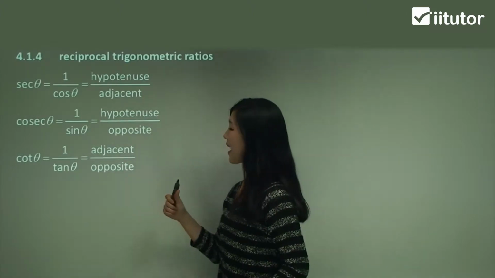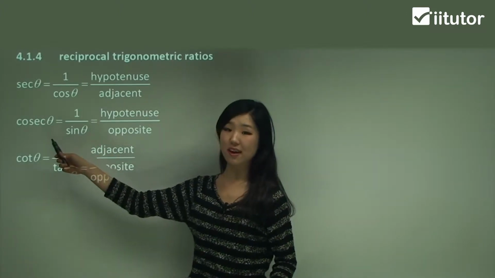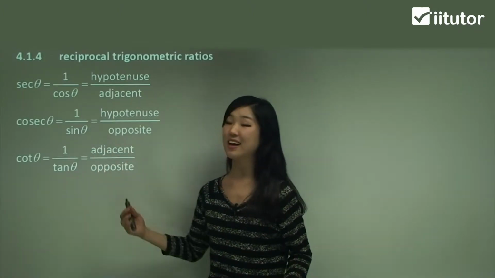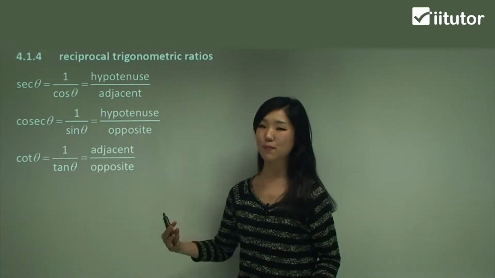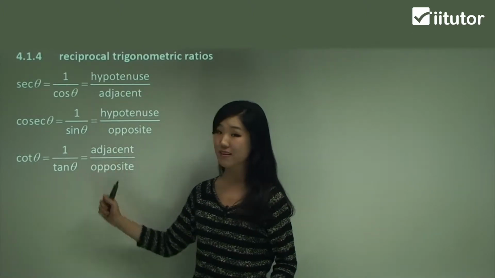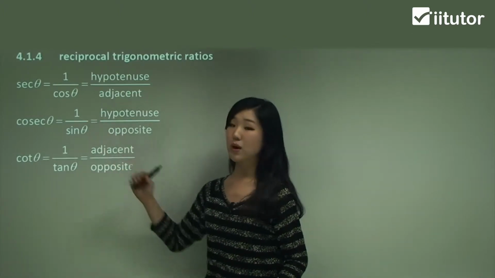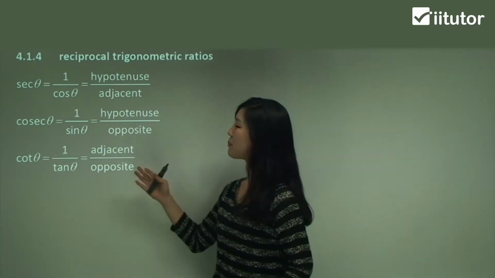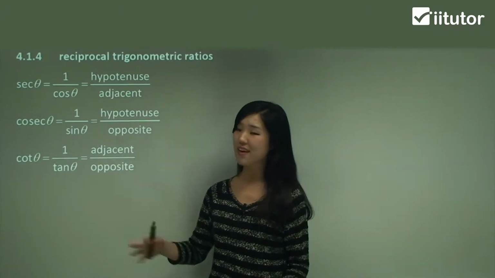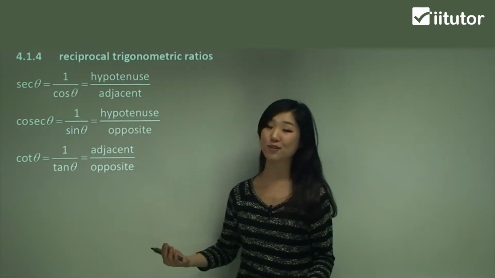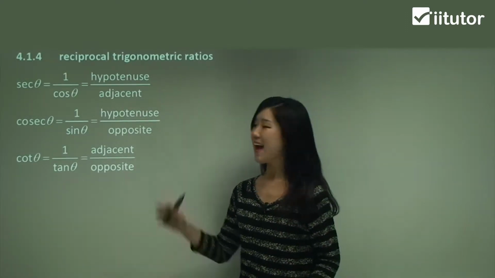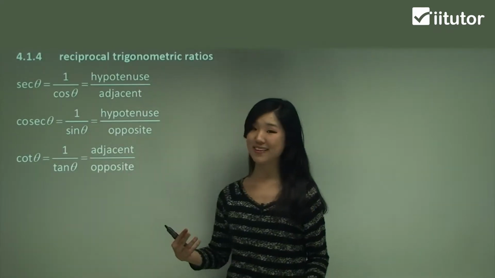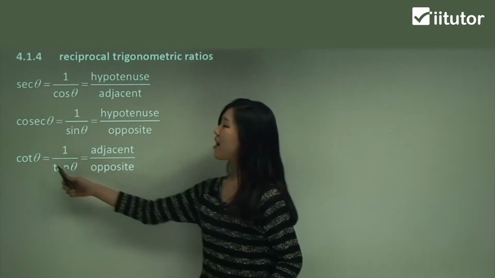Now the second one is cosec theta. It's called cosec theta, and that is 1 over sine theta. So that's the reciprocal of sine theta, which is going to be 1 on sine theta. Therefore, this one will be hypotenuse on opposite. Remember how sine is opposite over hypotenuse. Therefore, the reciprocal will simply be hypotenuse over opposite. And that's cosec theta. So please remember that name as well.